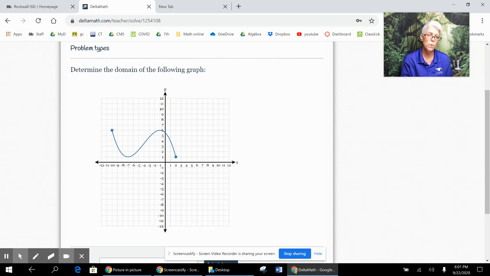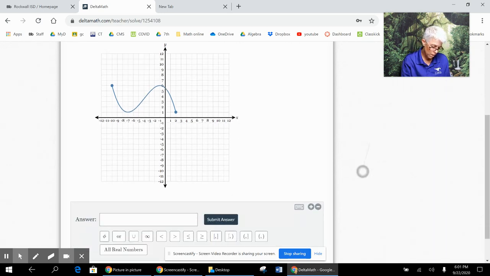This one's saying determine the domain. That's X. If it said determine the range, you would be thinking Y. But this is X. So if you look at this equation, it's got the solid dots, so I know it's going to include whatever the number is. The least value is the -10, and the greatest value is the 2. Remember, I'm reading it left to right because it's domain. So I'm going to write that down.